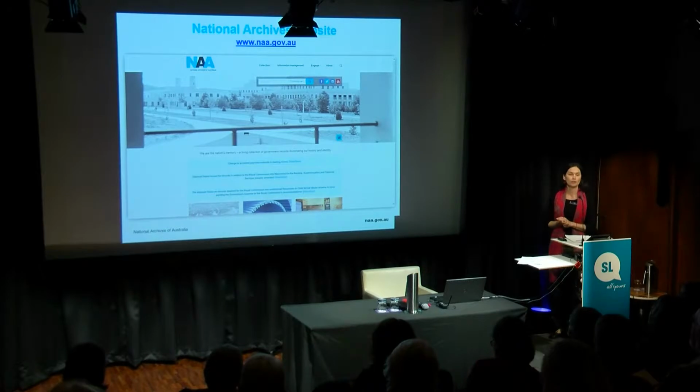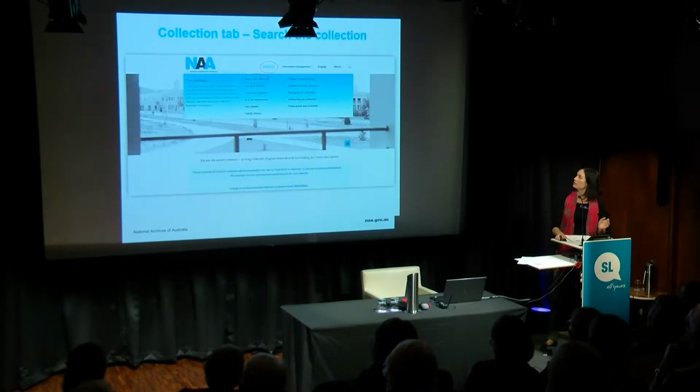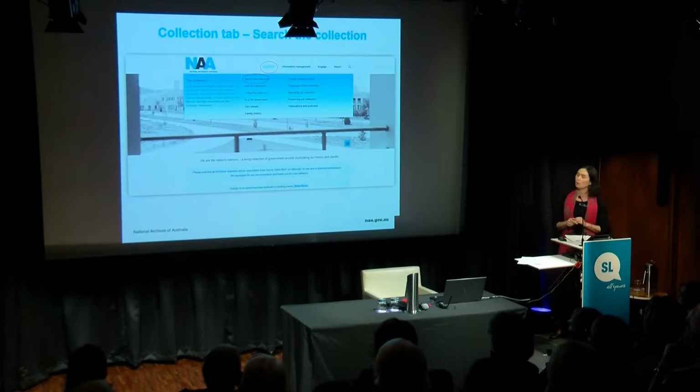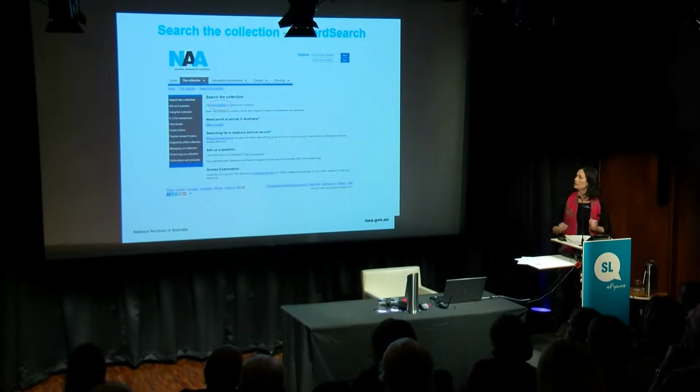This is the homepage of the National Archives of Australia, www.naa.gov.au. I'm going to take you to the RecordSearch database so you can see how you can conduct a search for passenger lists using our website. I've just circled them in red so you can see what I'm looking at. At the top of the website, there's a collection tab. You just click on that and then there'll be a line that says search the collection. Click on that and that will take you to our RecordSearch database.